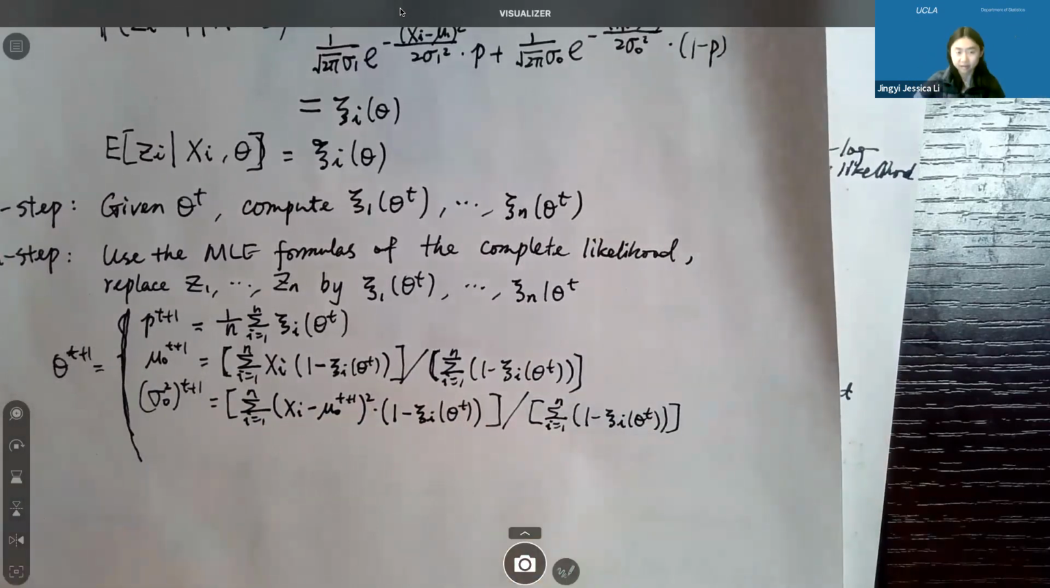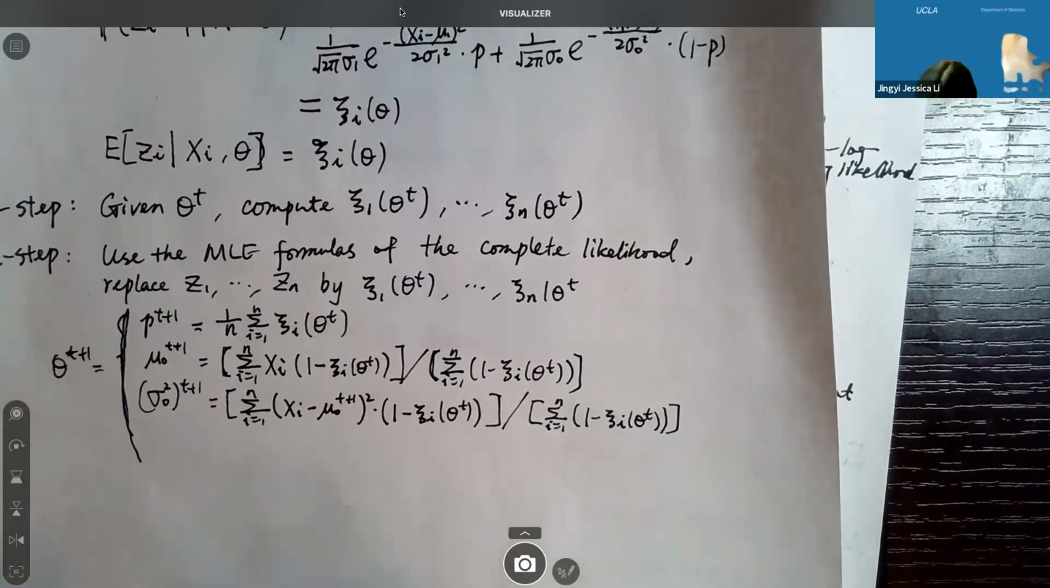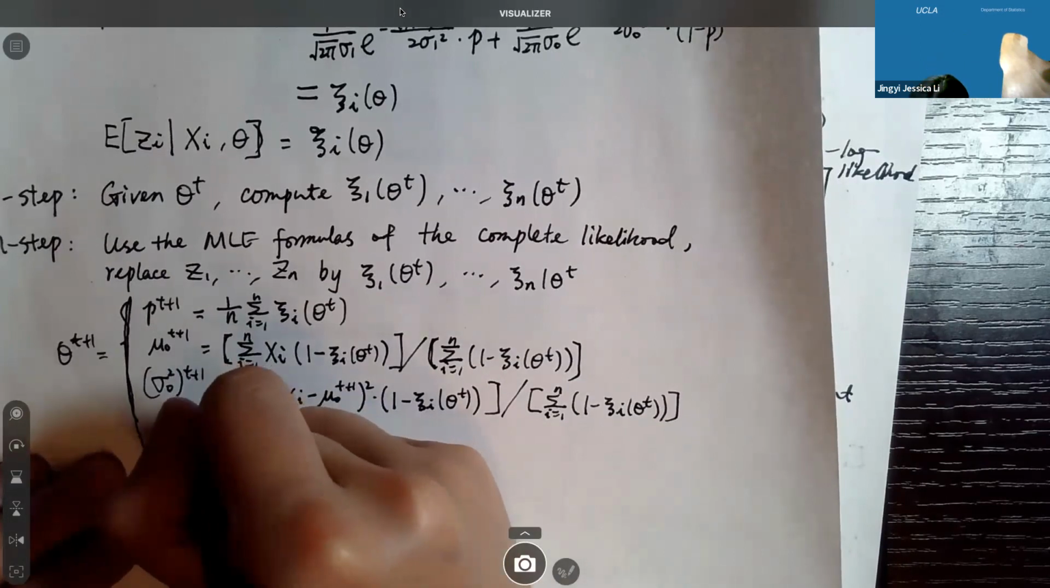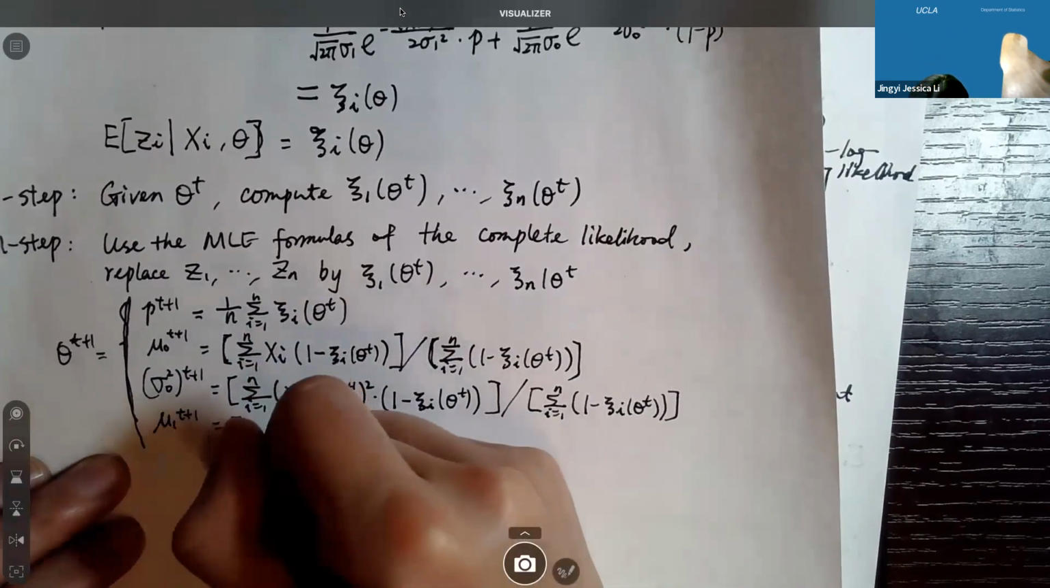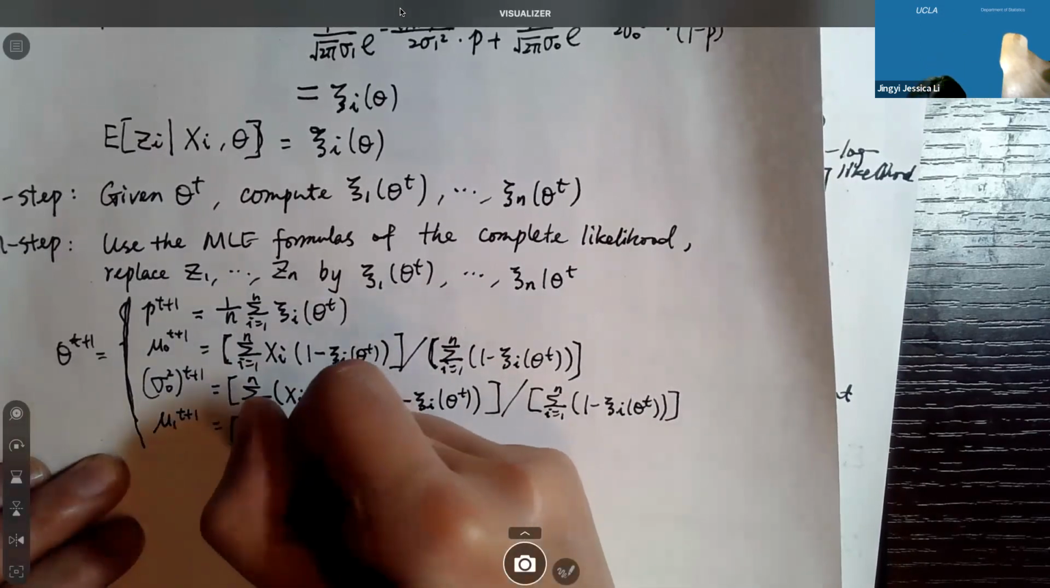Okay. All right, so finally, I will just write down the 2 other parameters for class 1. And I think you should also be able to do it yourself by following what we did above.